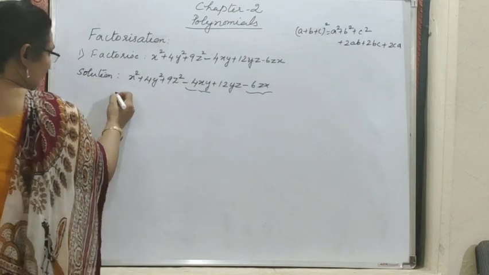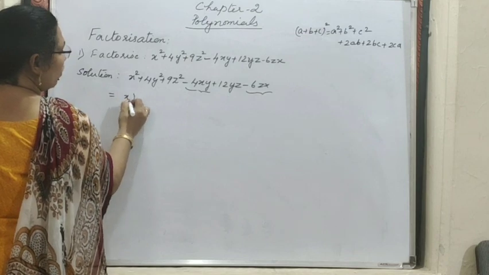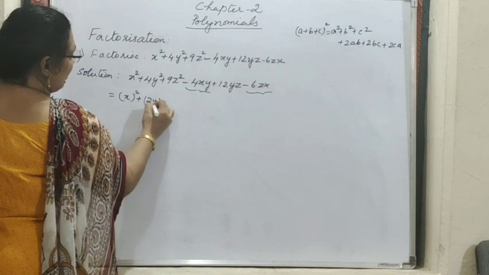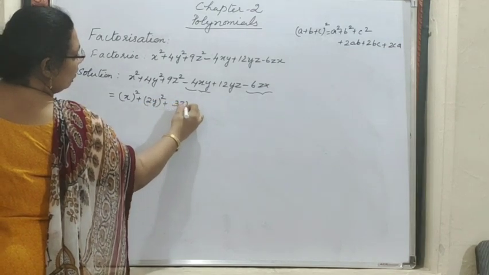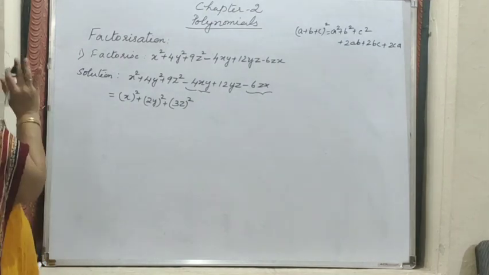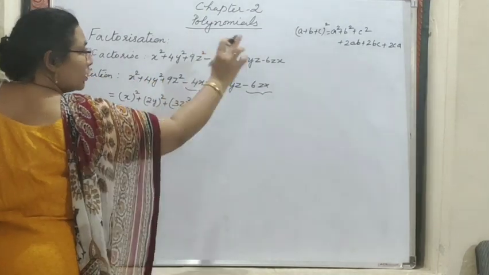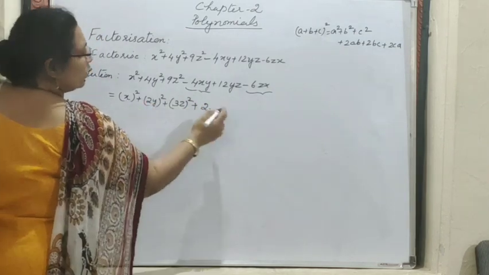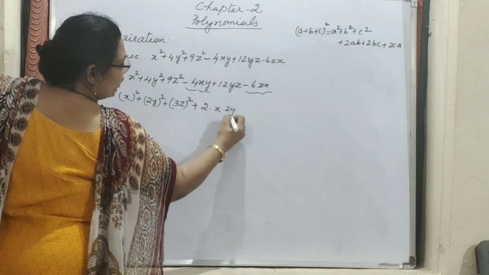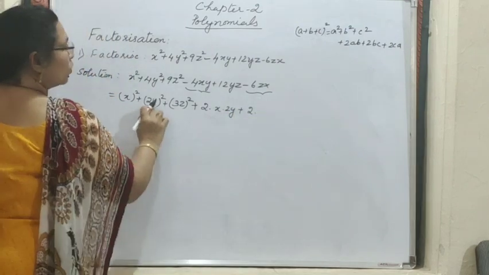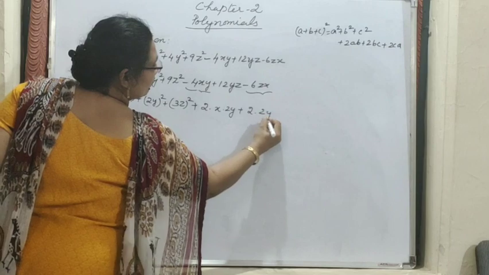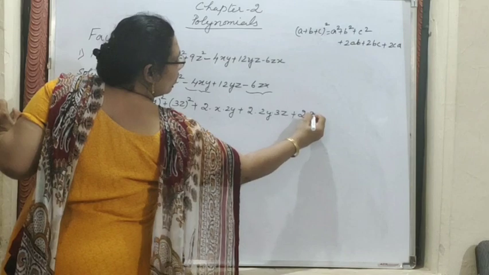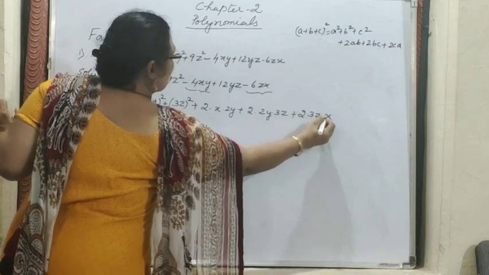So we are writing here x whole square, now 2y whole square plus 3z whole square. I think here nobody will have any doubt, isn't it? Now according to the formula we need plus only. So plus 2 into x into 2y, plus 2 into 2y into 3z, plus 2 into 3z into x. Now what is the problem?